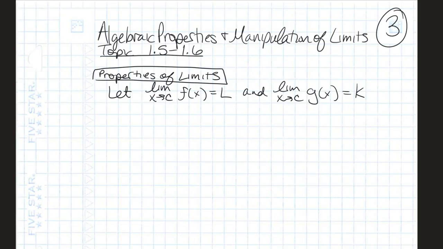The first property is called the scalar multiple.